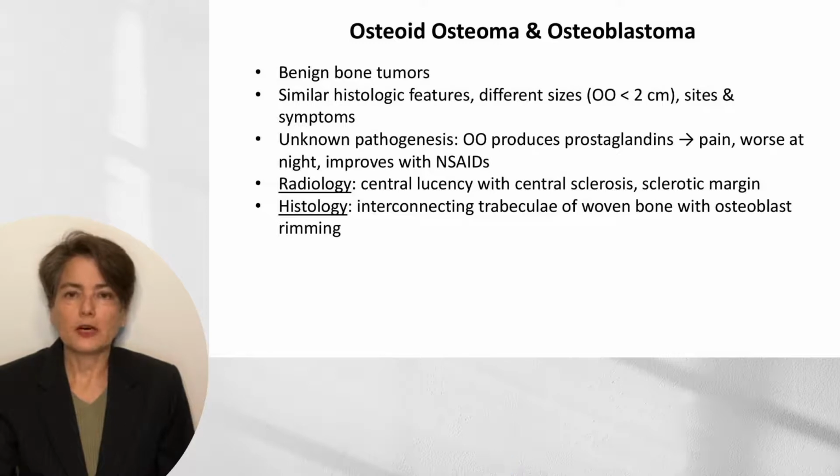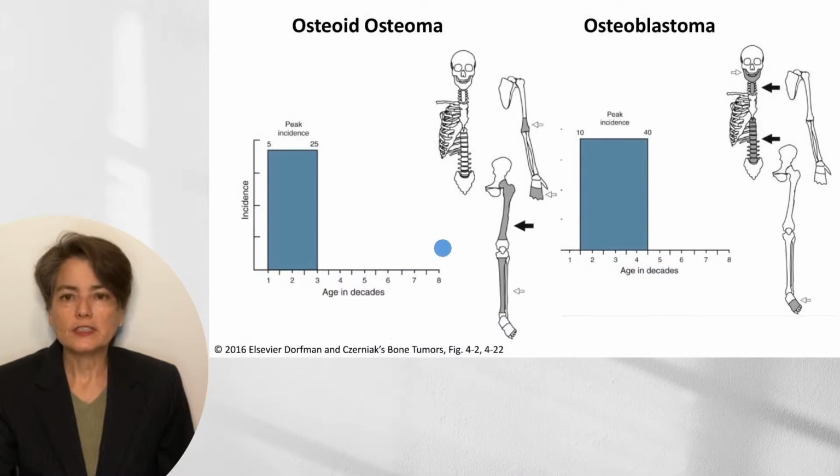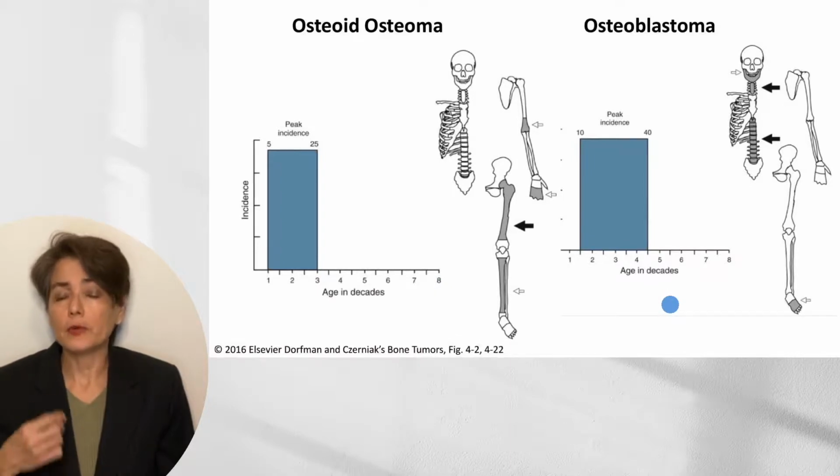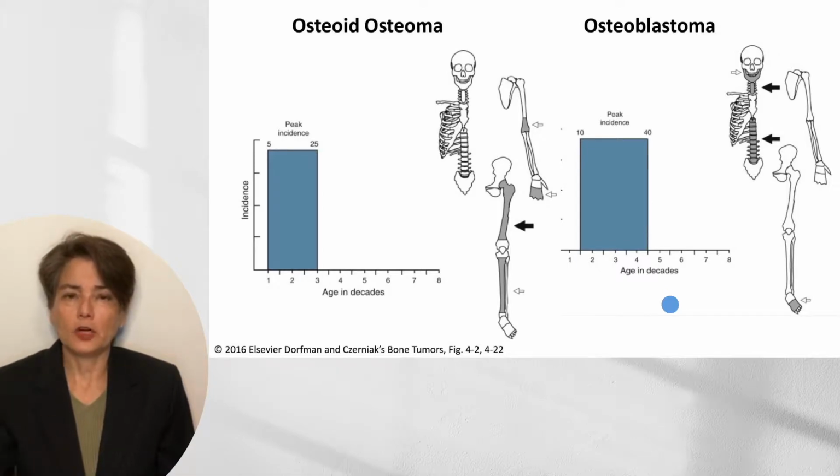So let's take a look at our cartoon first. So you can see here that there's a different distribution of these two entities, even though if I were to look at one on a slide without the information, I couldn't tell you whether it was an osteoid osteoma or osteoblastoma. So osteoid osteomas tend to affect individuals from the age of 5 to 25 in contrast to the older distribution of osteoblastoma.